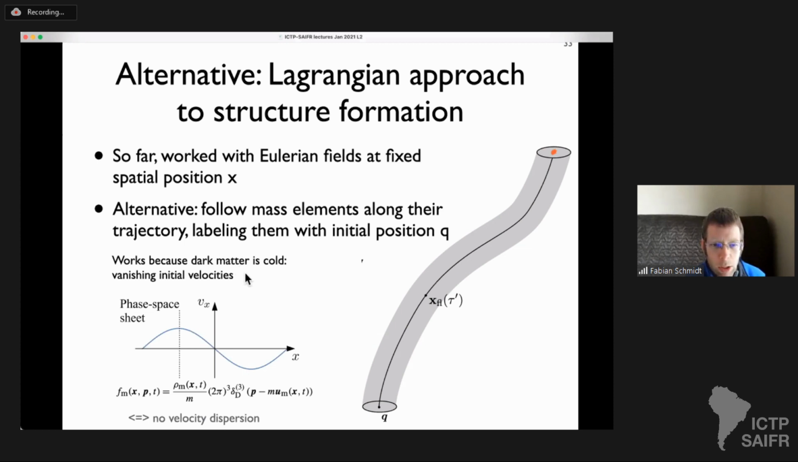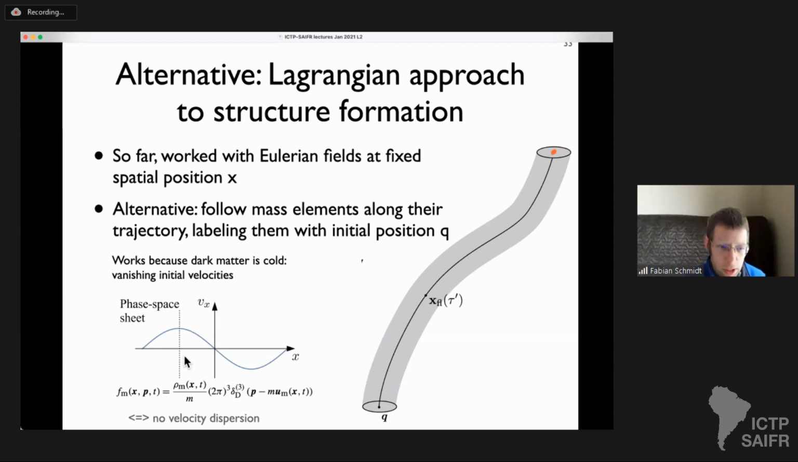And so why can we do this? Recall that dark matter is cold, so it has vanishing initial velocities. That means initially in phase space, dark matter was on a slice with, at every position x, velocity 0, so just the horizontal infinitely narrow sheet along the x-axis. I'm plotting here phase space in 1 dimension, x and vx, but you have to imagine this really being 3 dimensions, so a total of 6 dimensions.